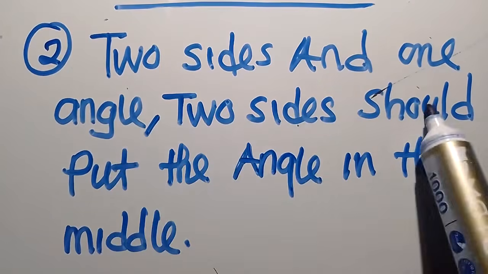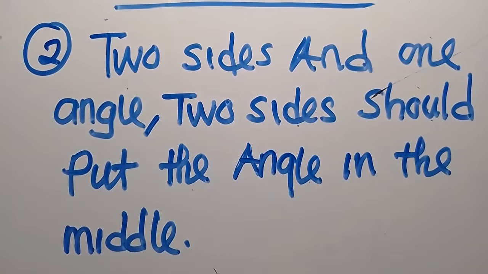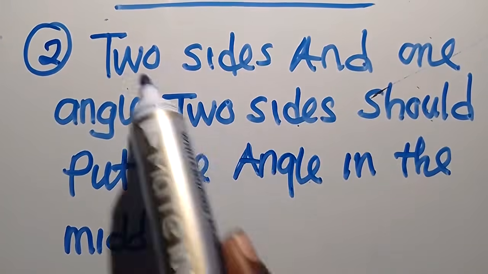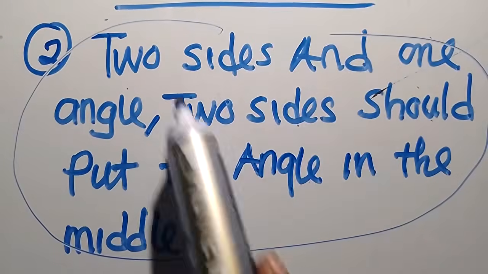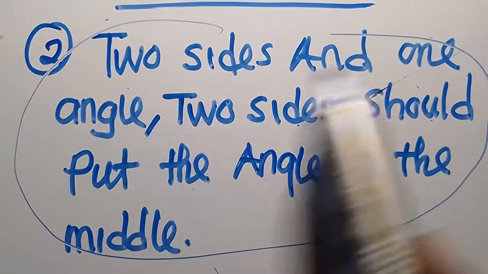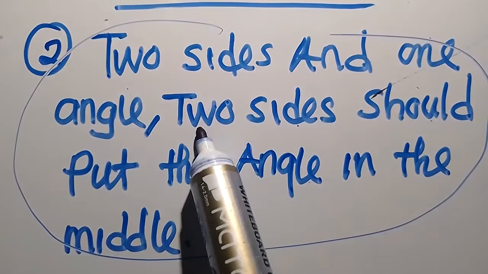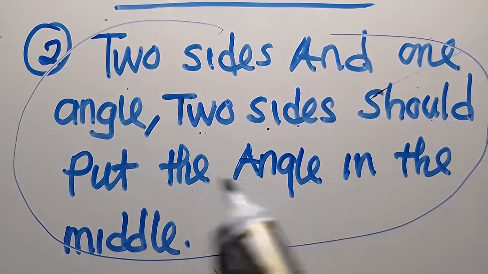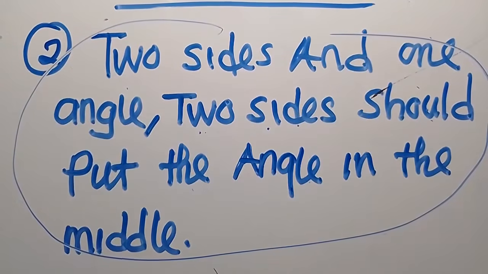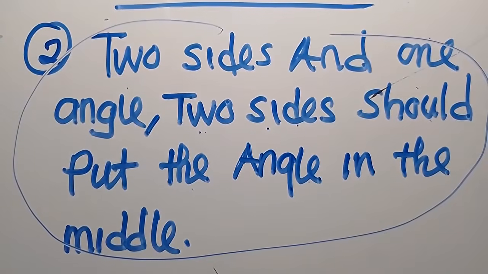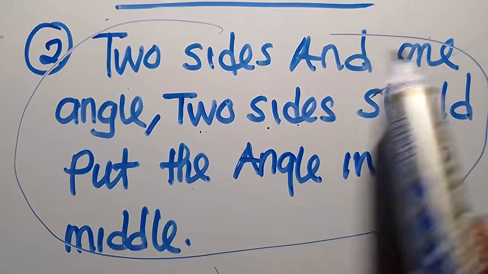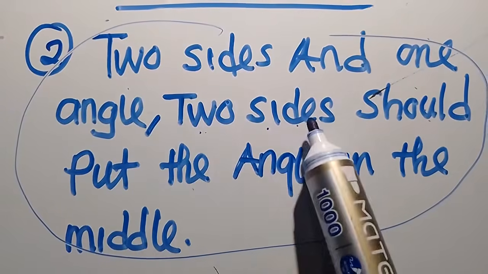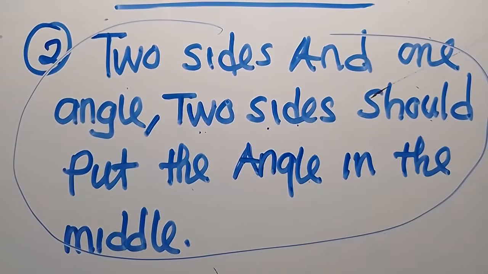Two sides should put the angle in the middle. Get this. This is the whole thing. So don't only know this first part, two sides and one angle. No. The two sides must put the angle in the middle. This is what you need to understand. So we must have two sides and one angle, and the two sides should put the angle in the middle.